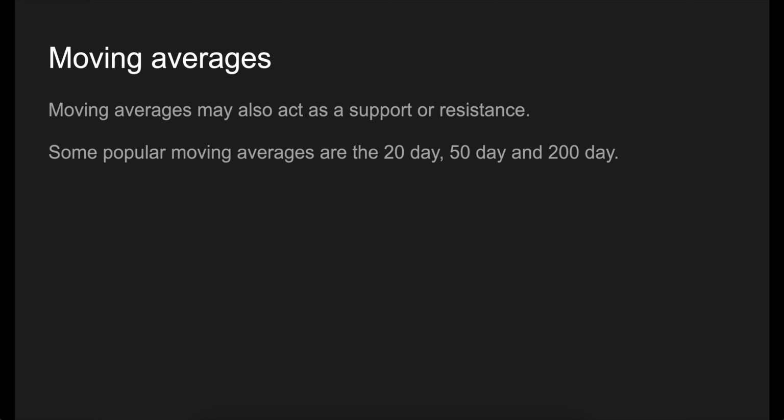Moving averages. Moving averages may also act as support or resistance. Some popular moving averages that I use and many other traders use are the 20-day, 50-day, and 200-day. These you can find as EMAs in the indicator section of whatever you use, screener or whatnot, or you can use SMAs, simple moving averages, which is what I use, and they are more or less the same.